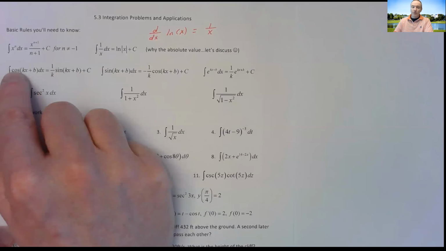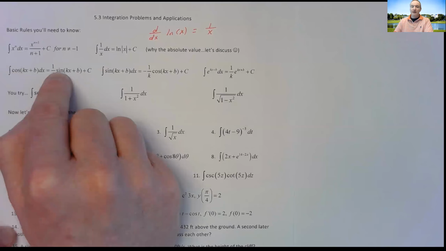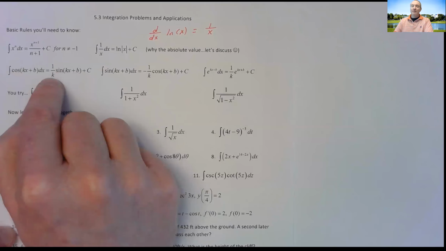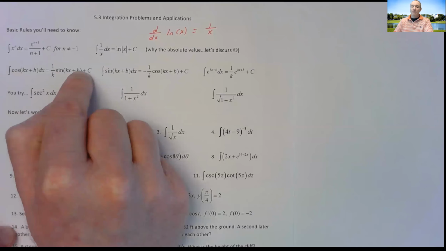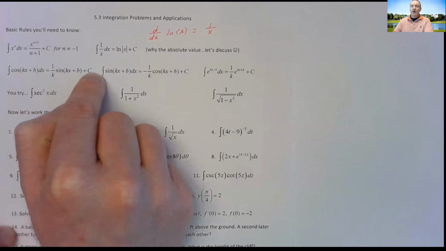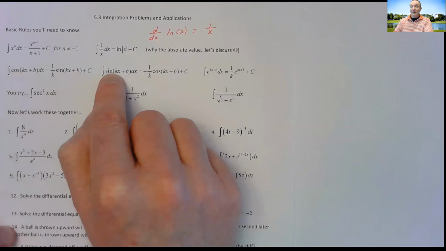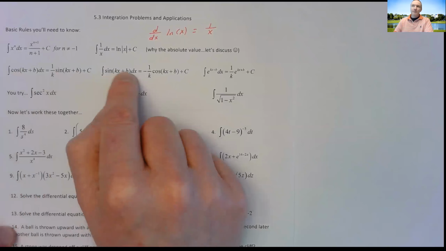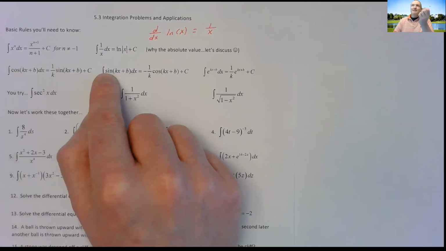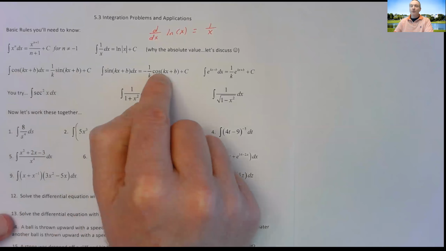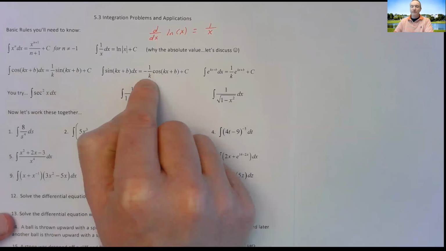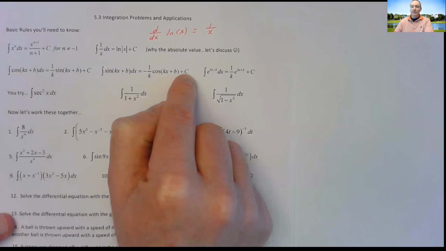The integral of cosine is positive sine of that angle divided by the derivative of the angle, plus your constant of integration. Well, when I say, what's the integral of the sine of kx plus b? You got to think, since I can take the derivative of a negative cosine and get a sine, the integral of sine is going to be negative cosine of that angle divided by the derivative of the angle, k, plus your constant of integration.